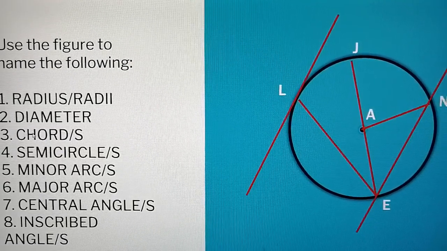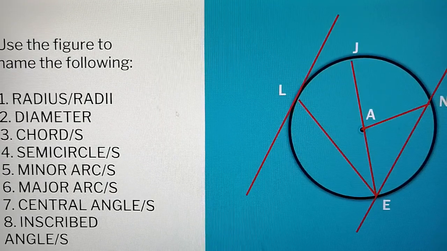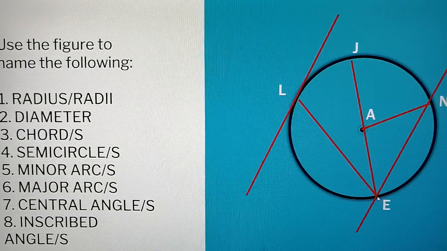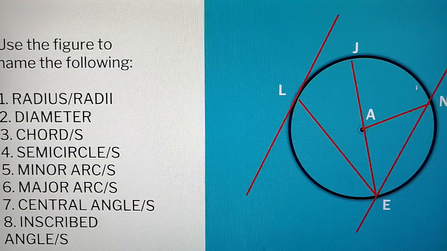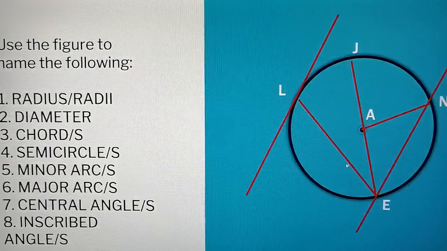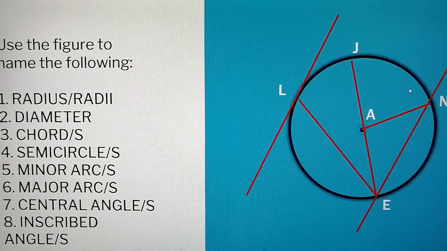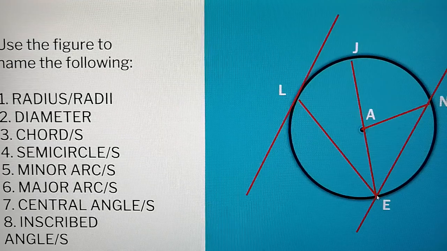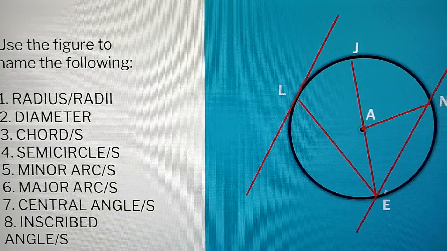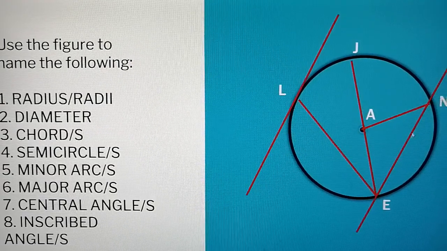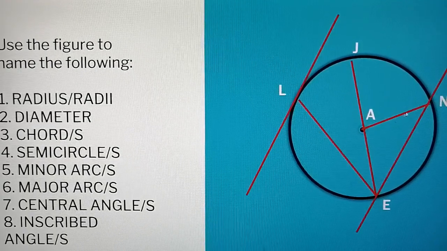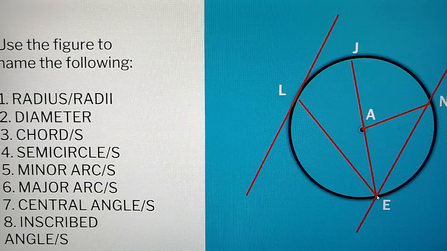Then chord, so you can name as many. Here we have segment LE. Segment JE is also a chord, though it's a diameter. Then we have segment NE. Though this line segment is extended on the outside of the circle, you can name this part in which the endpoints are the points on the circle. So we're referring to the segment only, which does not include the points outside the circle. So segment NE is a chord.